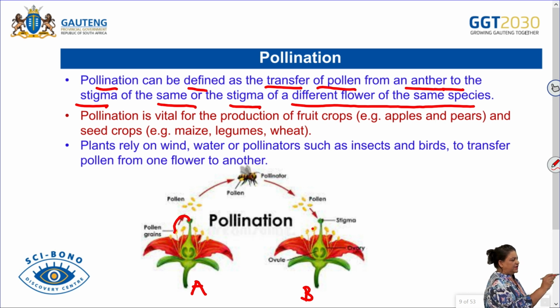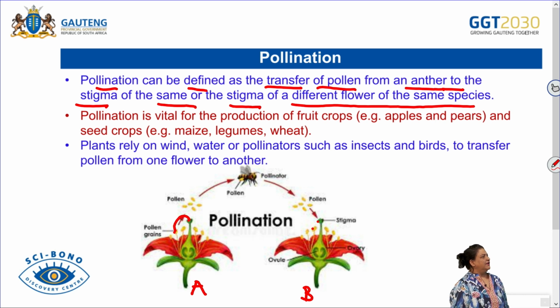So here you're going to get what? Pollen grains going from the anther of flower A to the stigma of flower A. Or you can get pollen grains going from the anther of rose A to the stigma of rose B. So it can be the same flower or a different flower, but of the same species. In other words, you won't get pollen from a daisy moving into a rose. Right. Now, next one.